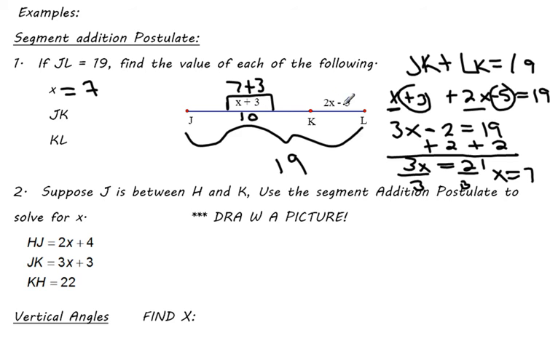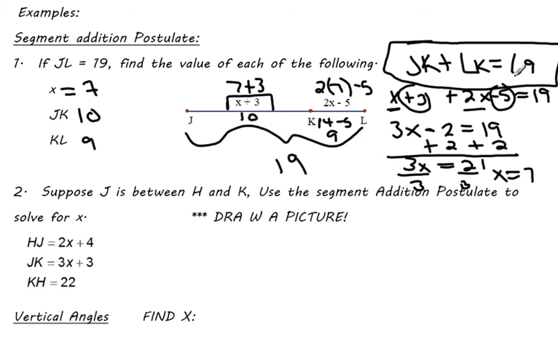And I'm going to go ahead and do KL as well. The length of KL is 2 times x minus 5. And we said x was 7. So 2 times 7 minus 5 will give us KL. 2 times 7 is 14, minus 5, that's 9. So JK is 10 and KL is 9. And to check our work, we want to make sure that our original segment addition postulate that we set up is true. Is JK plus LK equal to 19? Well, 10 plus 9 is 19. So we know we did it correctly.